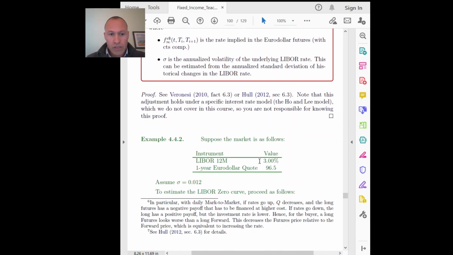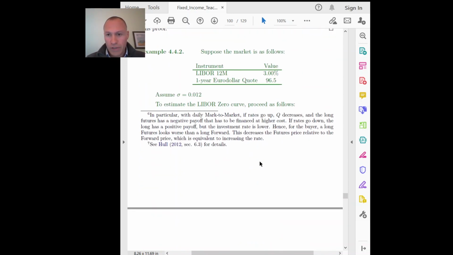Okay, so this is easier to see with an example. So let's do this. Again, the idea is we will use all the LIBOR rates up to 1 year. Then we will use the Eurodollar quotes from 1 year to 3 years, and then we'll use swap rates.